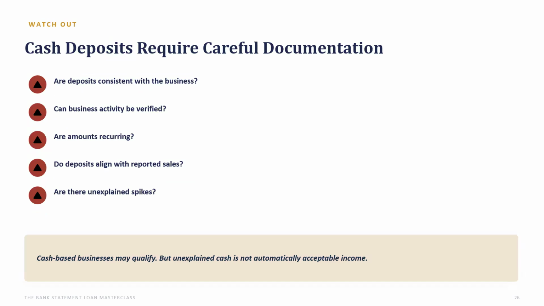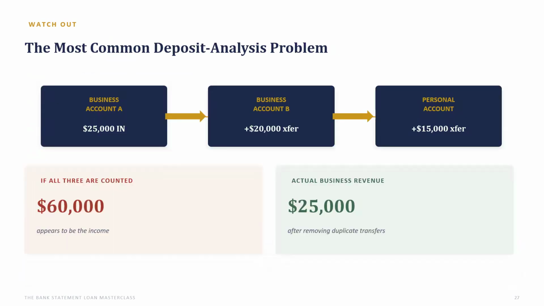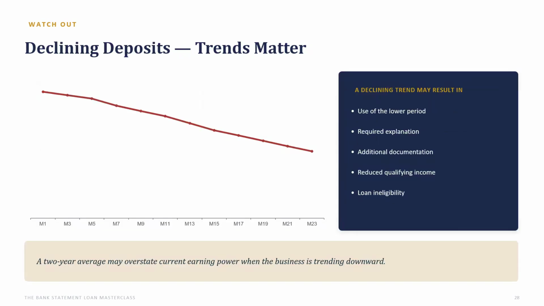Cash deposits require careful documentation. Are they consistent with the business? Can they be verified? Are amounts recurring? Are deposits aligned with reported sales? Are there unexplained spikes? Cash-based businesses may qualify, but unexplained cash is not automatically acceptable income. So the most common deposit analysis problem: 25K in, $20,000 transfer, $15,000 transfer. All three are counted, $60,000, but actual business revenue in this exercise is 25K.